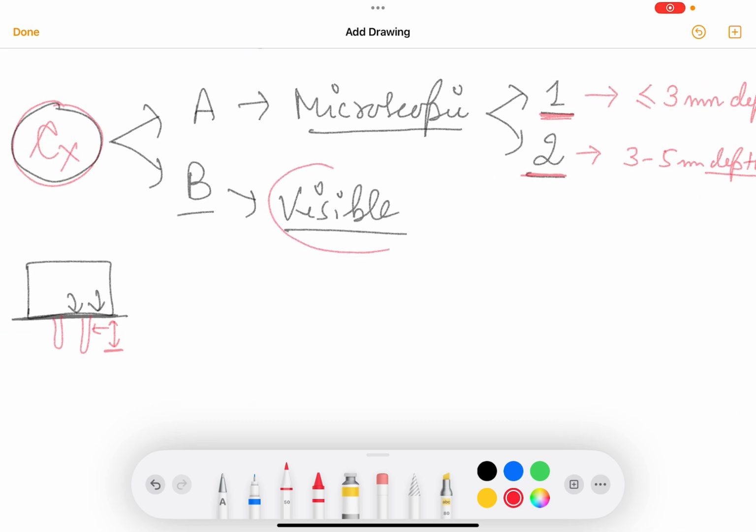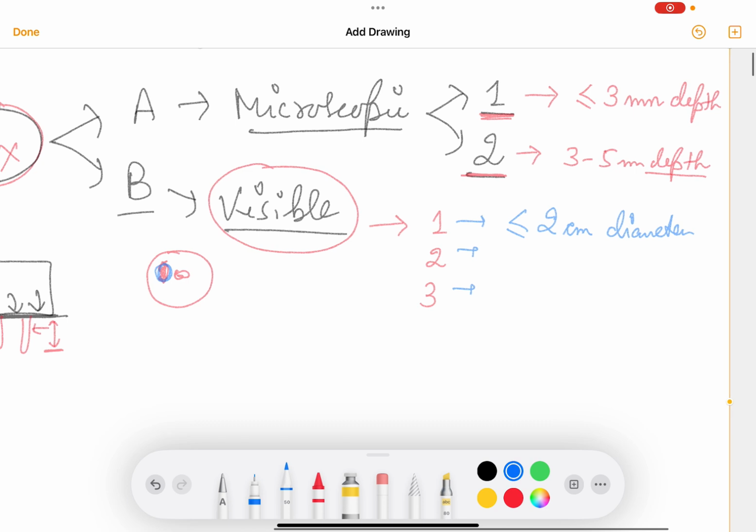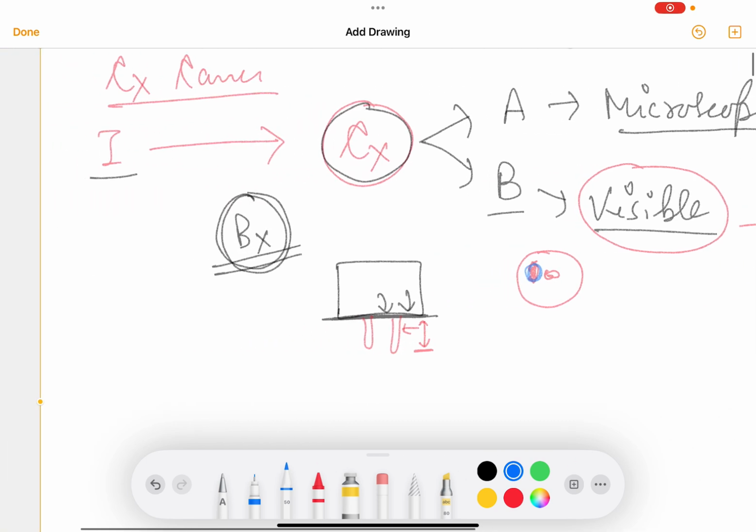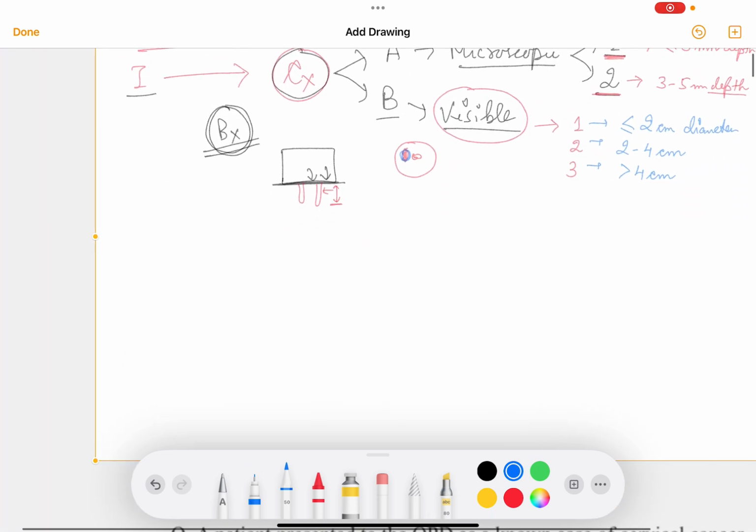When it becomes visible from outside on the cervix, if the lesion is visible, then it is stage 1B. Of course 1B can also be divided into 3 parts. So 1B1 is less than or equal to 2 centimeter diameter. Now we will measure diameter because it is visible externally, so no need of going to depth. Less than or equal to 2 centimeter diameter, 2 to 4 centimeters diameter is stage 1B2, and more than 4 centimeters diameter is stage 1B3. So this is all about CA cervix stage 1, confined to the cervix.